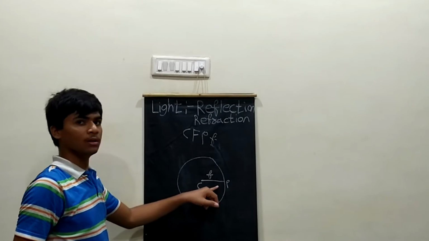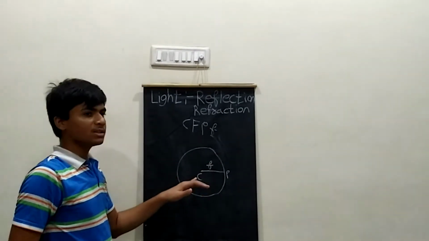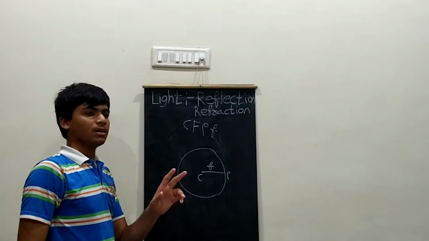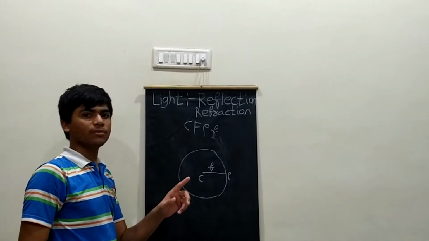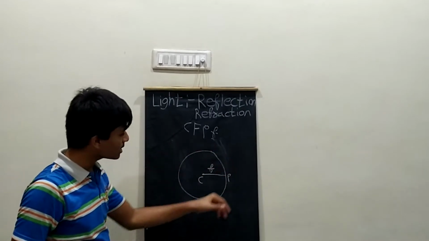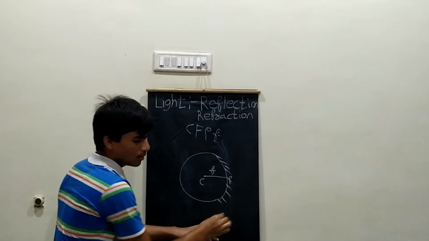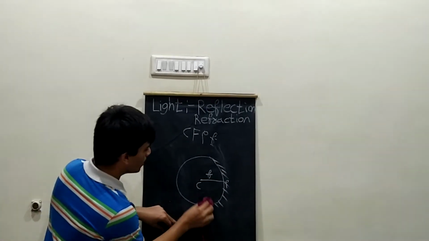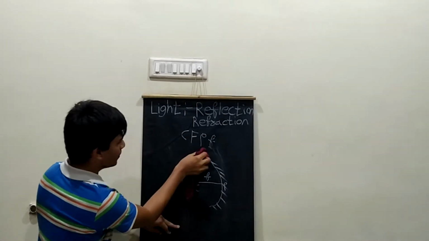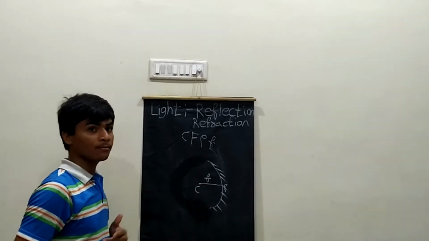Now you might be thinking, what is this sphere? Actually we are dealing with spherical mirrors: concave mirrors and convex mirrors. They are spherical mirrors. Why are they called spherical mirrors? Because a whole sphere is there, from which a mirror takes a part. So this is a concave mirror. I hope now you got it.